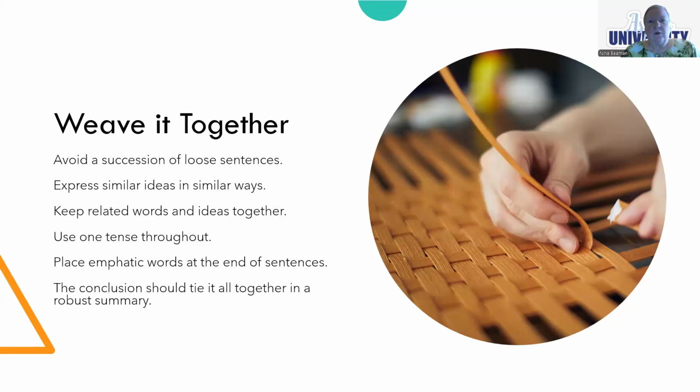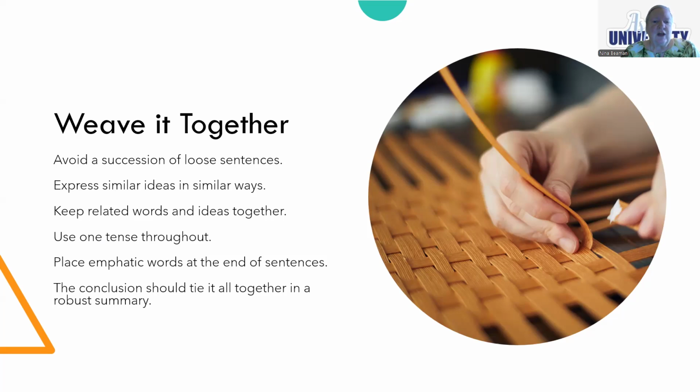Use one tense throughout. Don't say this author stated and then this author states and this kind of thing. They all published in the past, so they all stated, they all said, they all surveyed. It's all the same tense. Place emphatic words at the end of sentences. So if you want some kind of emphasis, like saying that something was vital, put that at the end of the sentence, or a paragraph, so that they're left with the impression of emphasis.